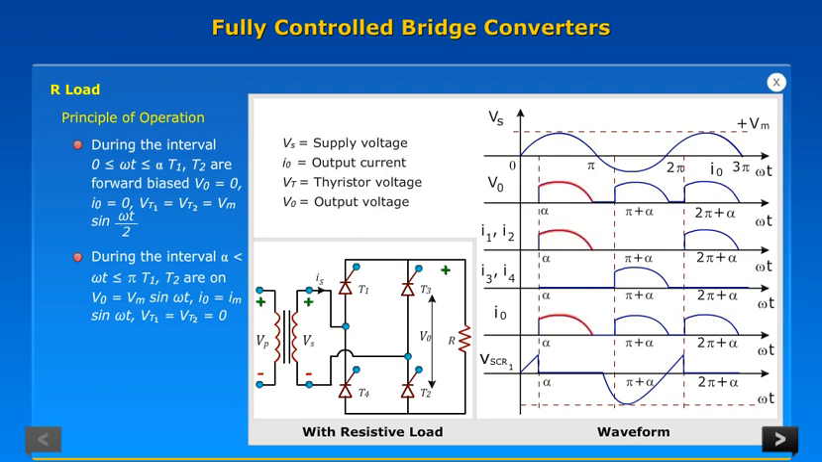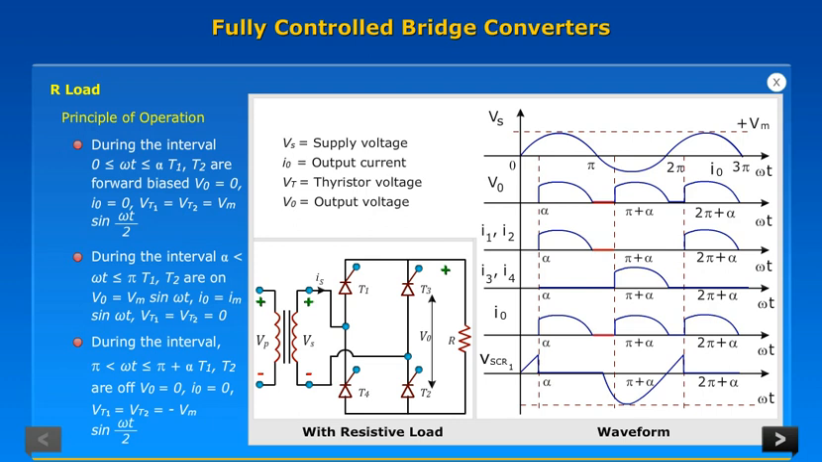During the interval α ≤ ωt ≤ π, T1, T2 are on. V0 = Vm sin ωt, I0 = Im sin ωt, VT1 = VT2 = 0.